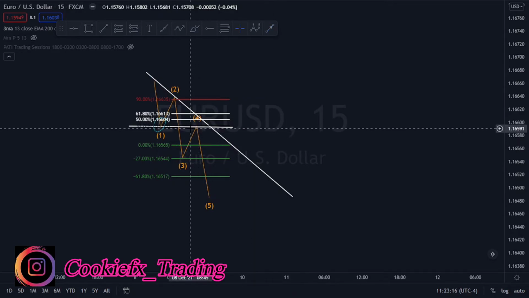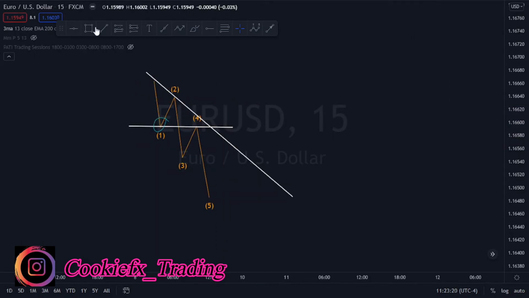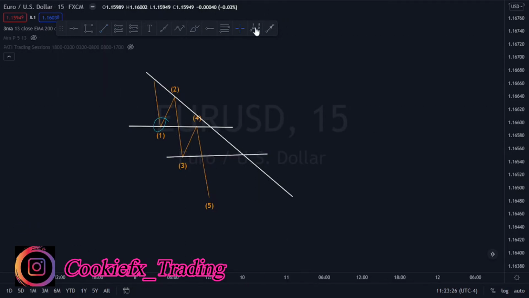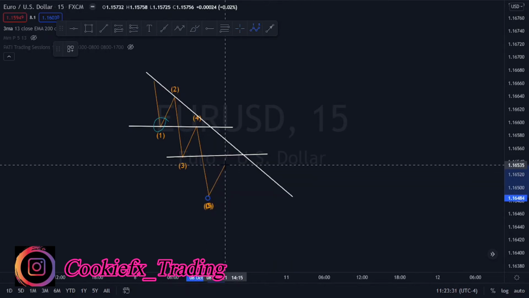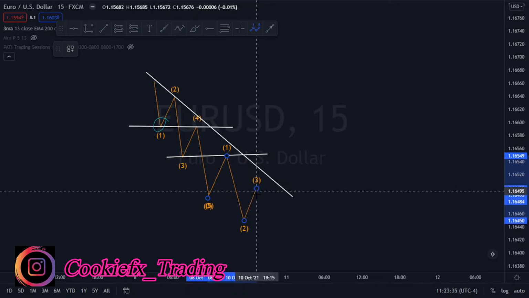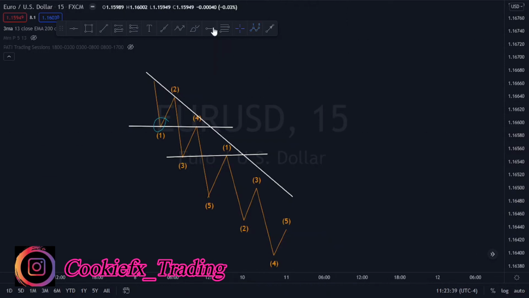Okay, so let me take this Fibonacci off. It's the exact same thing from point 3. That's the structure. Let's draw it out from point 6. Just imagine if it says point 6, point 7, point 8, point 9, point 10. It's the exact same thing, guys.